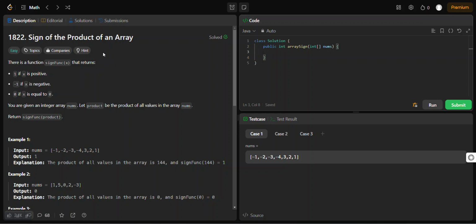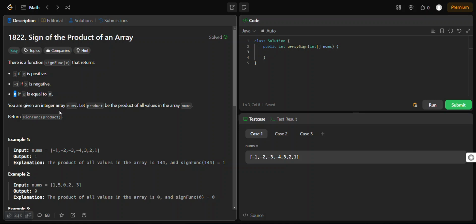So today we are going to discuss a new problem, LeetCode problem 1822, the sign of the product of an array. There is a function signFunc(x) that returns the sign of x. If x is positive, the result will be 1. If x is negative, the result will be negative 1. And if x is equal to 0, it will be 0.